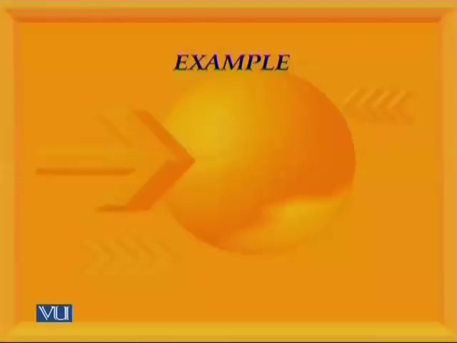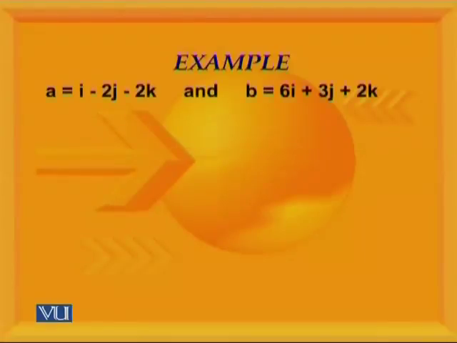Let us do. We have a vector A equal to i minus 2j minus 2k, and the vector B is equal to 6i plus 3j plus 2k. Please note these vectors may be in 2 dimension or 3 dimension. So we can take the example of 2 dimension and we can take the example of 3 dimensions.